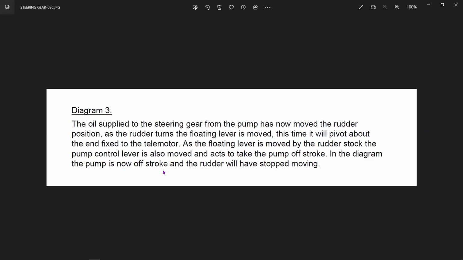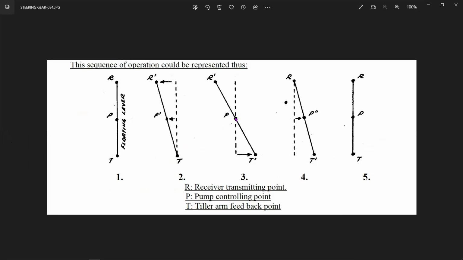In the diagram, the pump is now off stroke and the rudder will have stopped moving. It will be at that desired position at whatever angle it is given. It means if it is given 20 degrees port or starboard, it will stay at this position with the pump being off stroke.